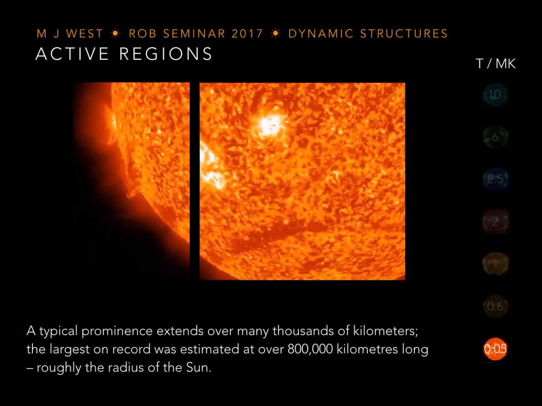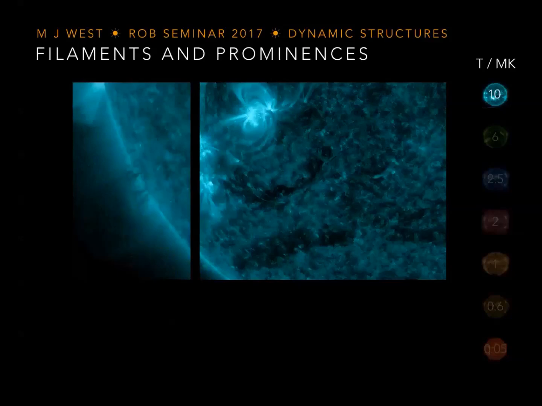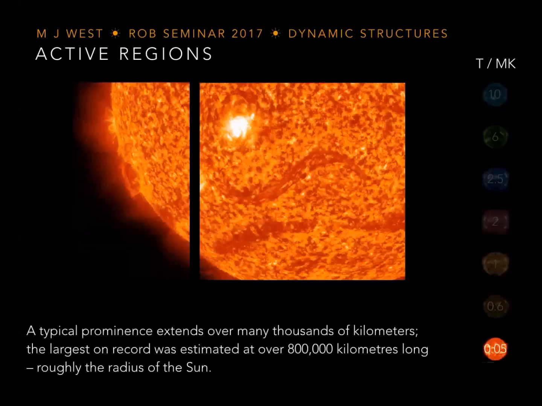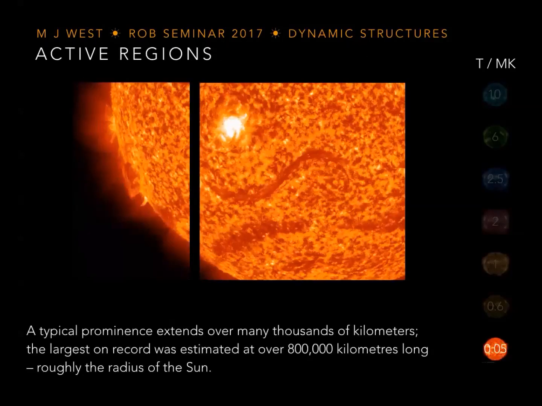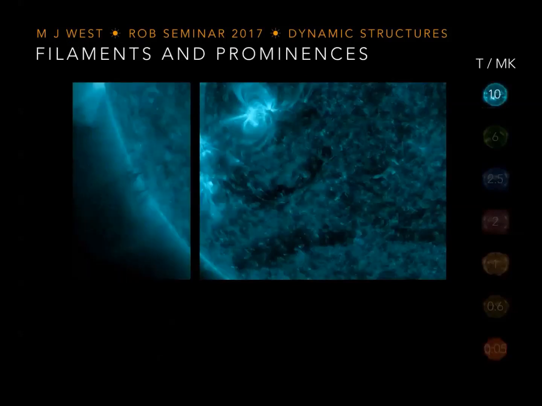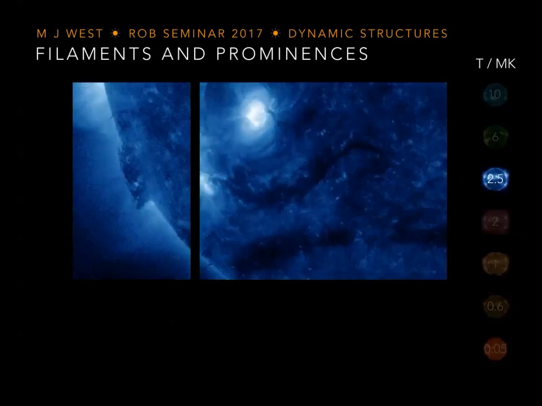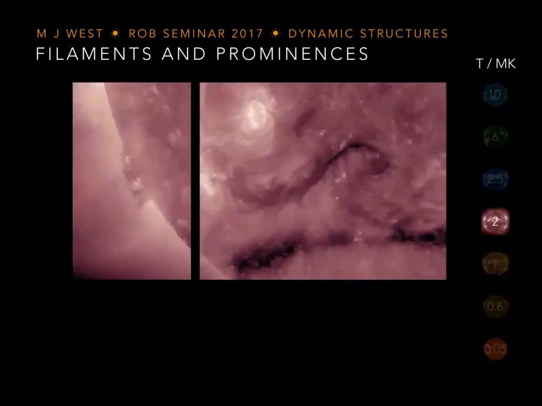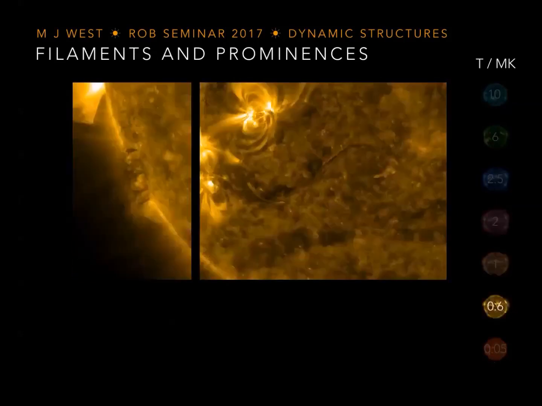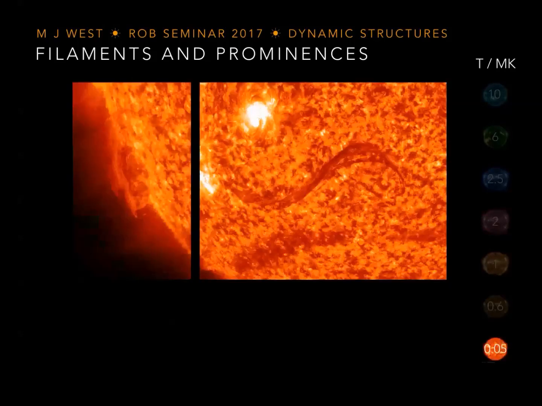So what do they look like in the different temperatures? As I said, they're relatively cool structures. So this is what they look like here in the cooler one. Oops, and if I go to the hotter one, we really can't see them so well in the hotter bandpasses. As we progress down through, we begin to see them as we reach the cooler bandpasses of the solar atmosphere, and then we see it quite clearly in the chromospheric lines here.